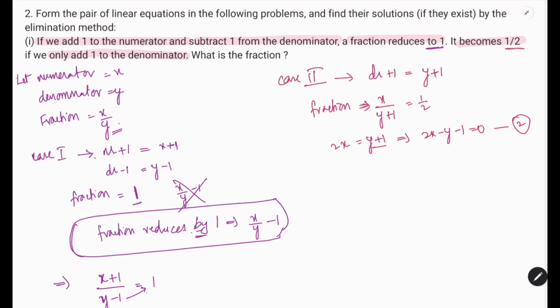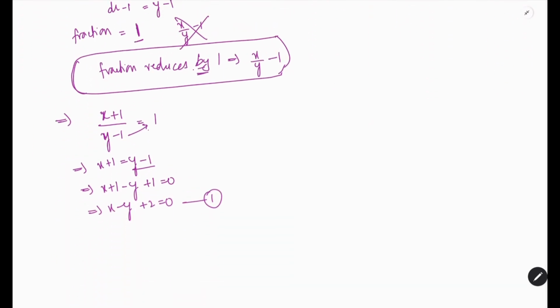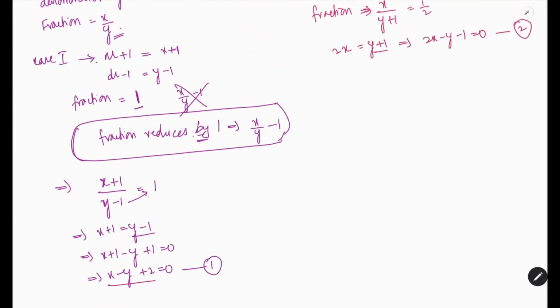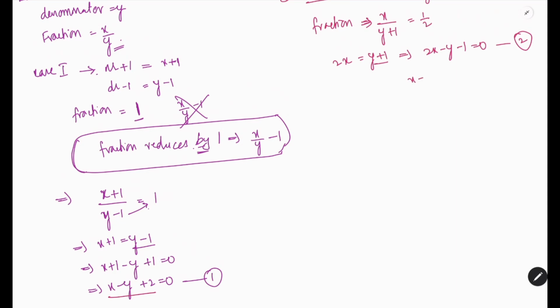We will solve using the elimination method. This is the first and that is the second. We will write the first equation, x minus y plus 2 equal to 0. Here the coefficient of y is minus 1 in both the equations, so we will just subtract both the equations. We don't have to multiply. First equation minus second equation.